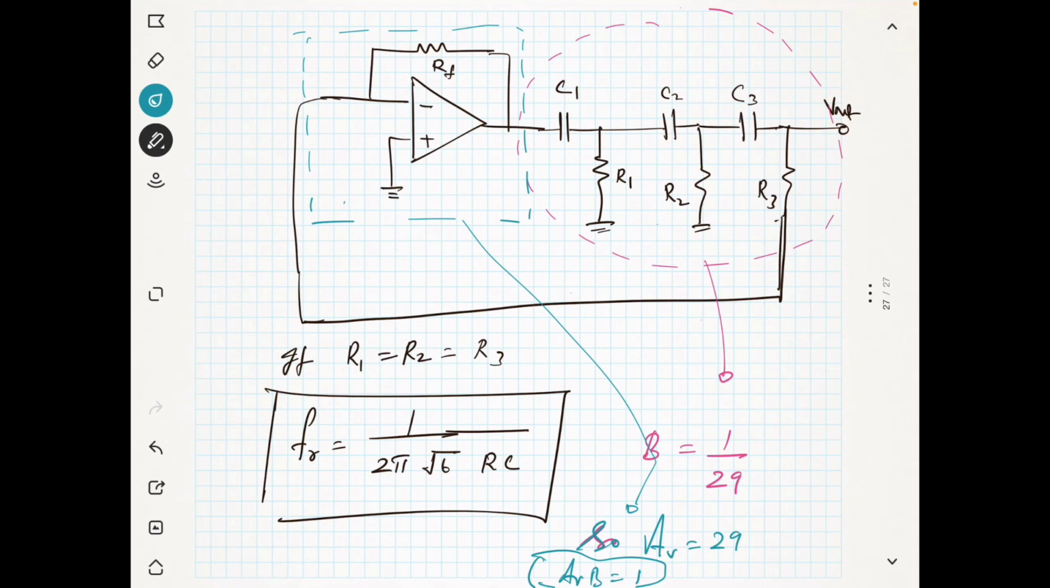So what is happening here? Suppose when you switch on the circuit, you will have a small output, and this small output will reach here and get amplified 29 times. So you will be getting a large output, and it will be out of phase. Suppose if you give positive here, you will get negative here. Now because of the phase shift you will get opposite phase again.